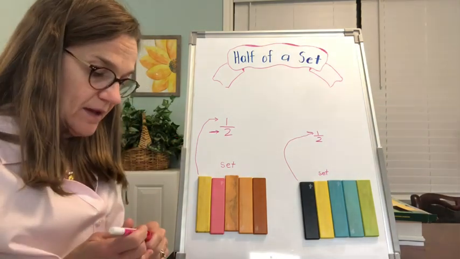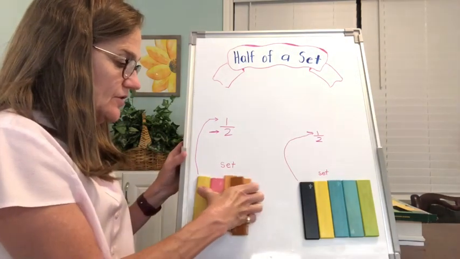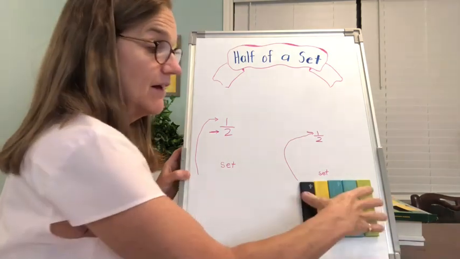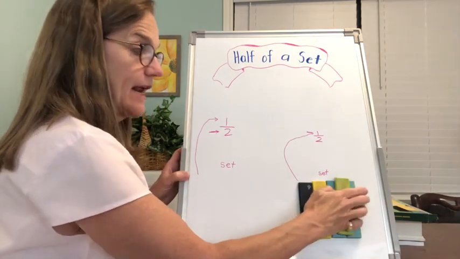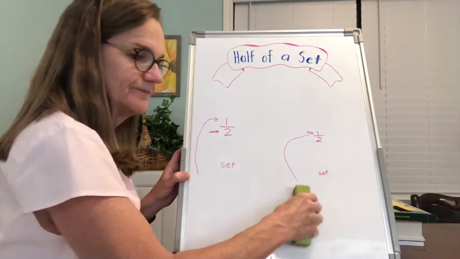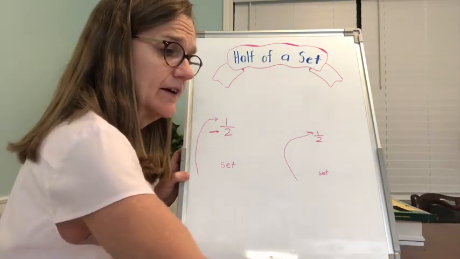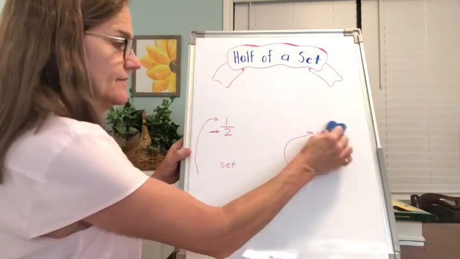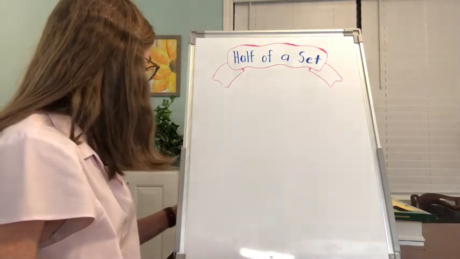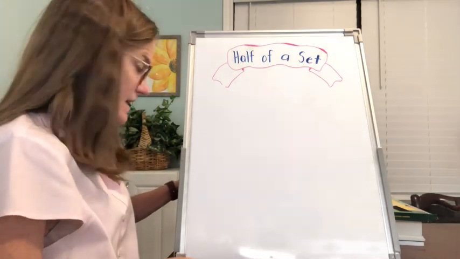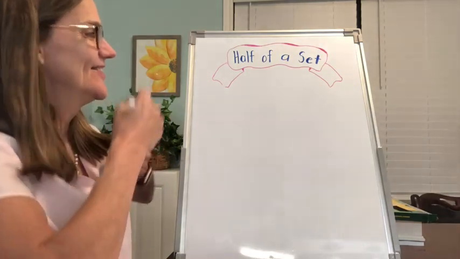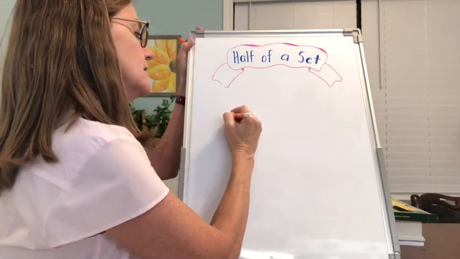Okay, now I'm going to draw some objects on the board for you, and we're going to talk about halves. We're going to talk about halves of the group or the sets that I draw on the board. Okay, first I think I'm going to draw some stars. And I will use orange for my stars. Okay.